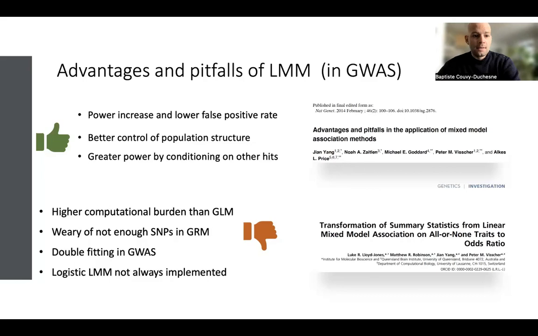The limitations are that it requires a higher computational power than the linear models. We have to be careful that there's enough SNPs included in the GRM, so the LMM results are robust. The issue of double fitting, which I mentioned before, can reduce power. And also there's a practical limitation, which is that the logistic version is not always implemented. And that means that we have to run a linear model, even if our trait of interest is a disease status or a dichotomous or a binary trait.